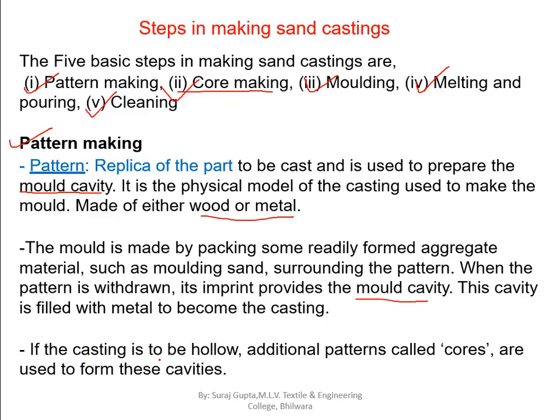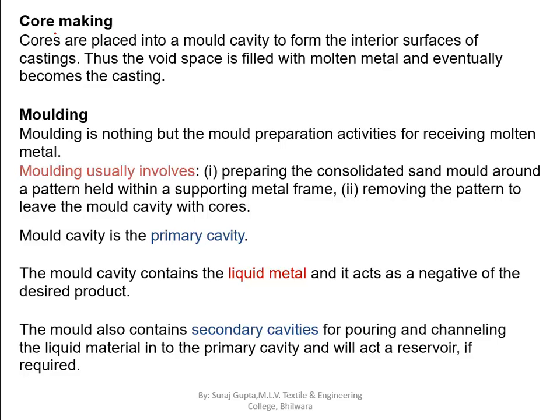If the casting is to be hollow, additional patterns called cores are used to form these cavities. So for that, core making is required. The cores are placed into the mold cavity to form the interior surface of the casting. Thus the void space is filled with the molten liquid metal and eventually becomes the casting.